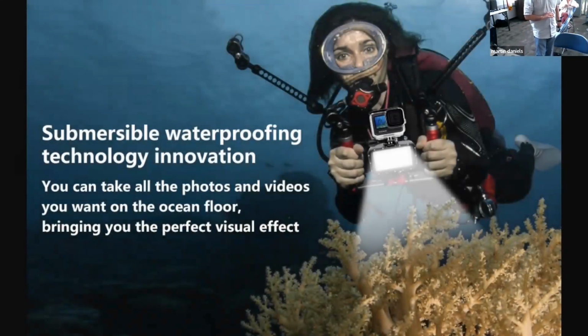Submersible waterproofing technology innovation. You can take all the photos and videos you want on the ocean floor, bringing you the perfect visual effect. And they got a babe there at the same time. Well, she has light arms and no lights on. Exactly. Of course, you put the light underneath so you get the Frankenstein approach.